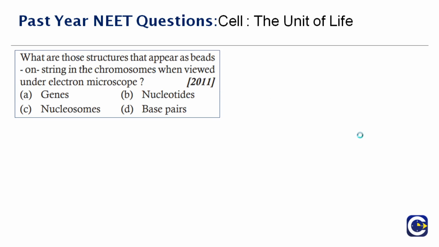Now let's move to the next question here. This question was asked in the year 2011. What are those structures that appear as beads on a string in the chromosomes when viewed under the electron microscope? So yeah, this is also an easy question.